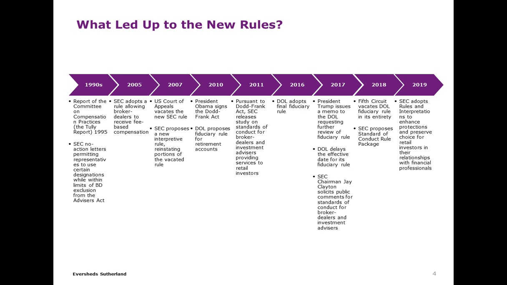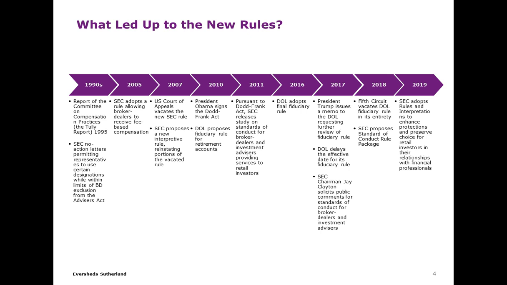And this push you really see dating back to 1995 with the Tully Report, later with the SEC's adoption of the broker-dealer exemption rule and the D.C. Circuit's subsequent overturning of Rule 202(a)(11)-1, then with the Dodd-Frank Act, which required the SEC to study efforts to impose a uniform standard of conduct on broker-dealers and investment advisors, later leading up to the Department of Labor's fiduciary rulemaking, which was ultimately vacated by the Fifth Circuit in 2018. And that really paved the way, in many ways, for the SEC to propose its own standard of conduct rulemaking, which is really where we are right now.